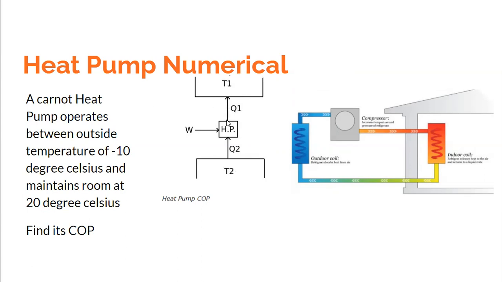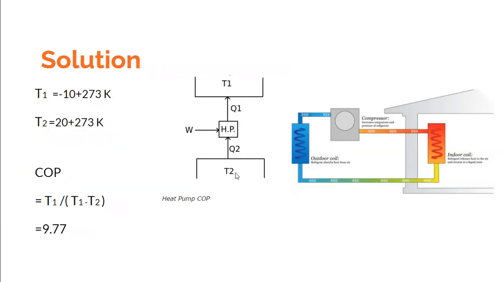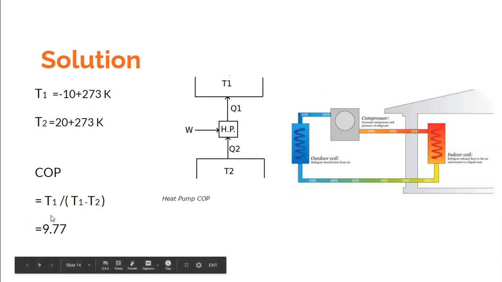So if these two temperatures are known, you can estimate the theoretical COP, the maximum COP of this heat pump, by using the expression T1 upon T1 minus T2. Please note that for a refrigerator it is T2 upon T1 minus T2. For a heat pump it is T1 upon T1 minus T2. Here T1 and T2 again have to be converted to Kelvin. And from that, you'll get the COP, which is 9.77.